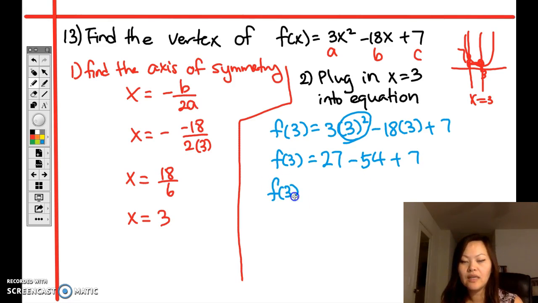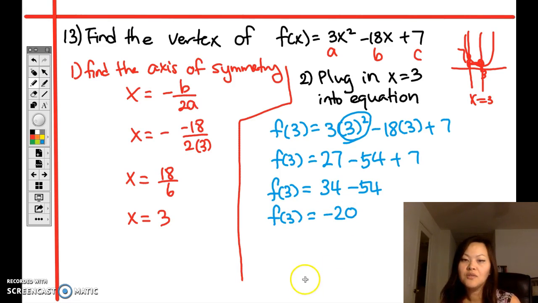So f of 3 equals 27 plus 7 is 34, minus 54. So f of 3 equals negative 20. So guess what your vertex is? Yes, your answer is going to be 3 comma negative 20.